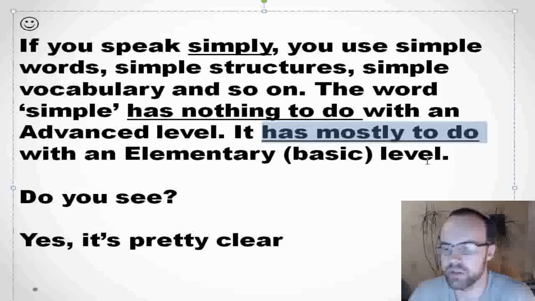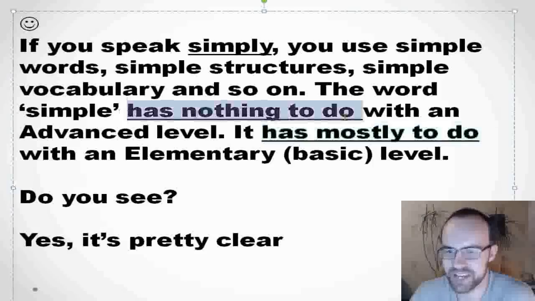If you use phrases like this: I like. I want. I think. If you mostly use present simple, past simple, future simple, only these things, or adjectives like good, bad. So it's really very simple. It has nothing to do with advanced level. It's for this basic level. Do you see? It's pretty clear.